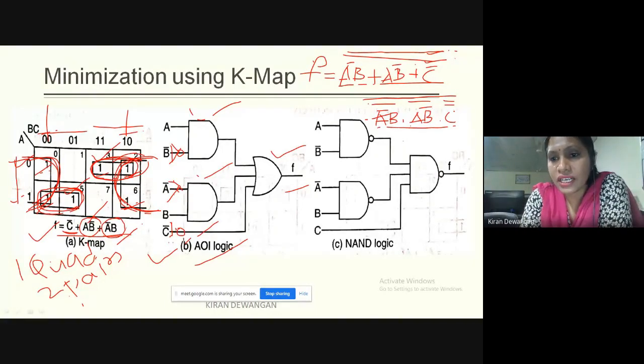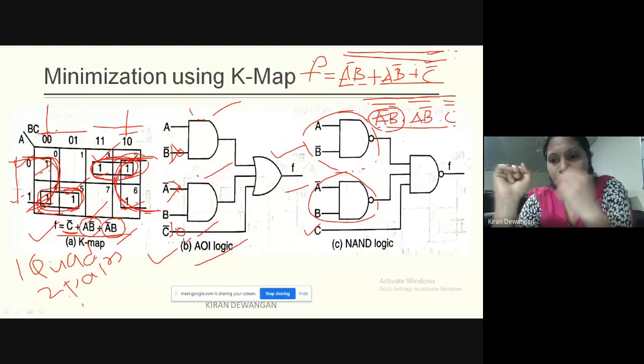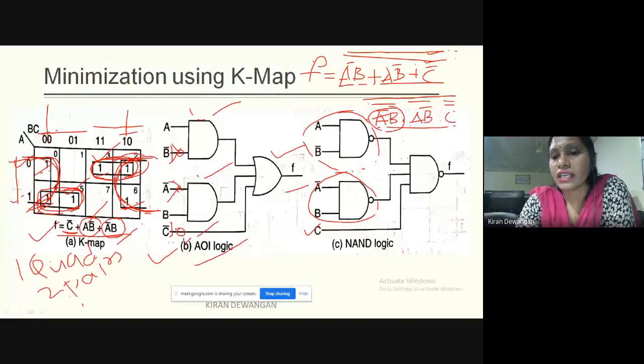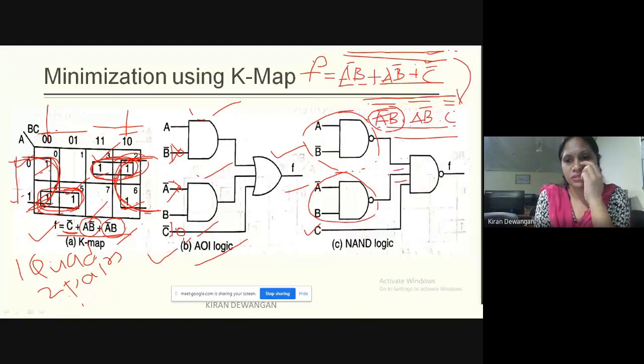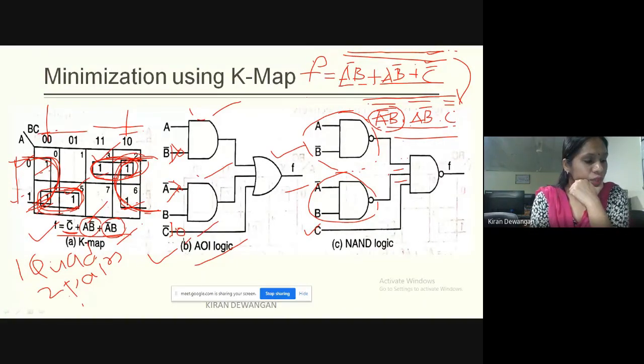Okay? So here it is A bar B. This is A bar B with an AND. This one, A bar B with a NAND. Clear? And this is AB bar with a NAND. Then we have C, because it's a double complement, so C bar is removed. Okay? Now finally all three are given to an AND. So this is how we can convert our AOI logic to NAND logic. Clear? I guess this is clear to everyone. Clear, right? How it has been converted from the AOI logic to NAND logic.